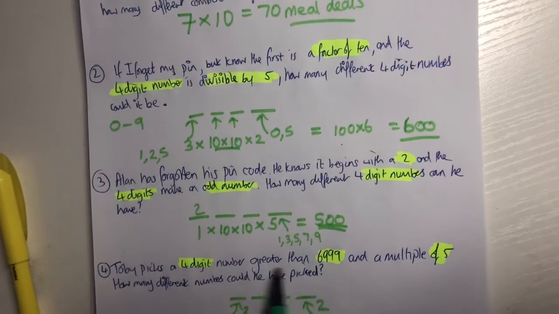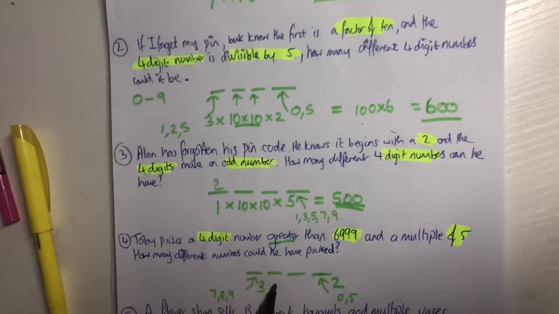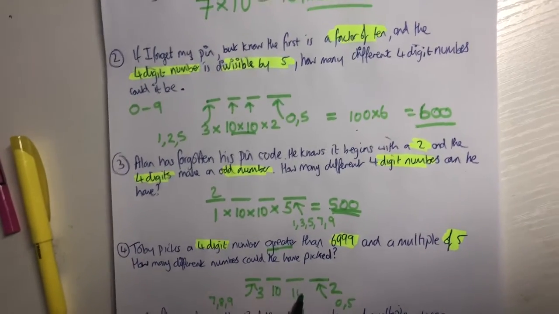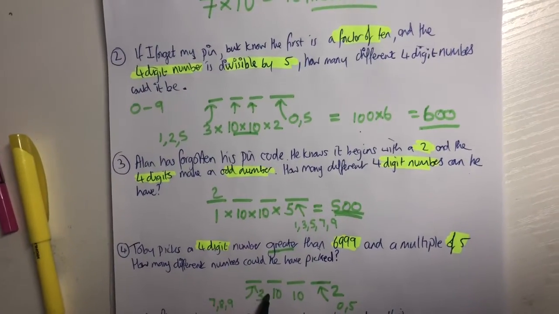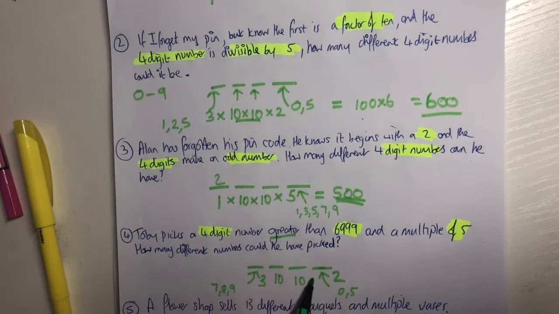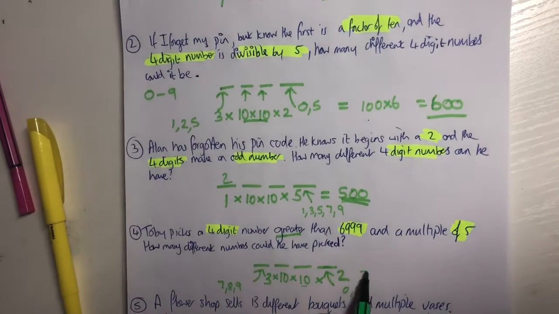Now it can't be 6 because it says greater than. So 7, 8 or 9 there. What could be there? Well, anything between 0 and 9, so there's 10 different ways. That could also be 10 different ways. So 3 ways for the first one, 10 ways for the second one, 10 ways for the third one, and 2 for the last one. 10 tens are 100, 3 twos are 6, 600.